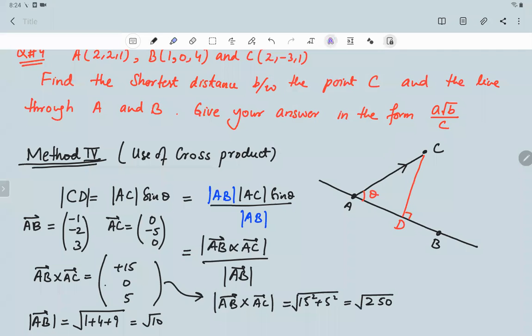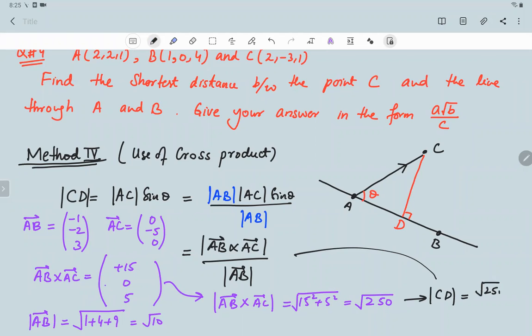Let me change the color of my working. The purple working follows after the black formula. Now we apply this formula to find CD. CD is equal to under root 250 divided by under root 10. This is equal to 5.